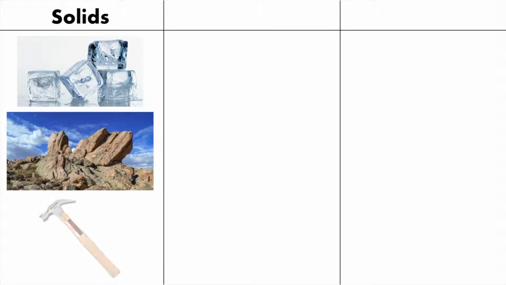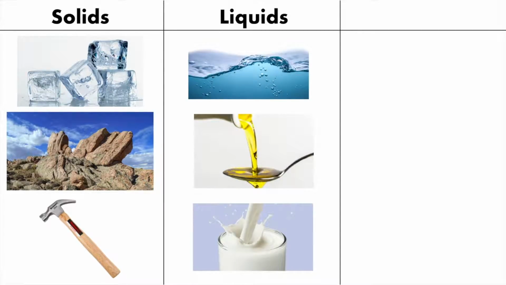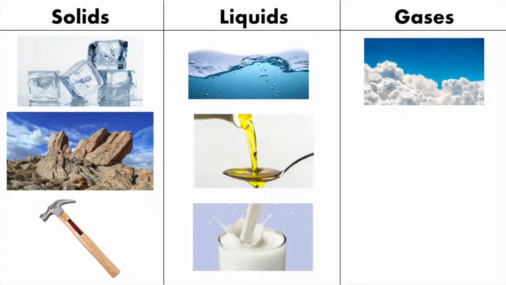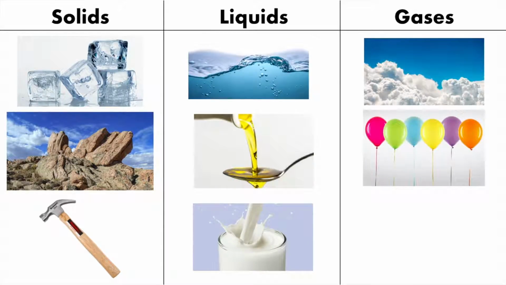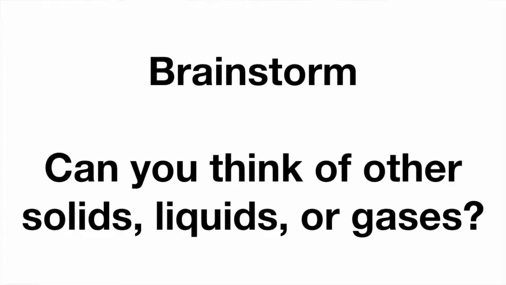We generally think that there are three states of matter: solids, which are things like ice, rocks, or hammers; liquids, which are things like water, oil, or milk; and gases, which are like clouds, the helium inside of balloons, or the air that you breathe. Can you brainstorm a list of more solids, liquids, and gases? See how many you can come up with.